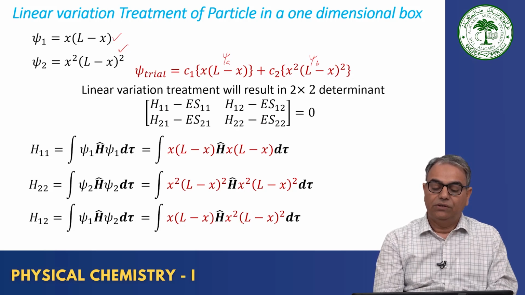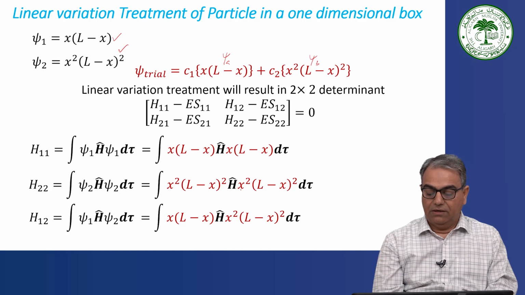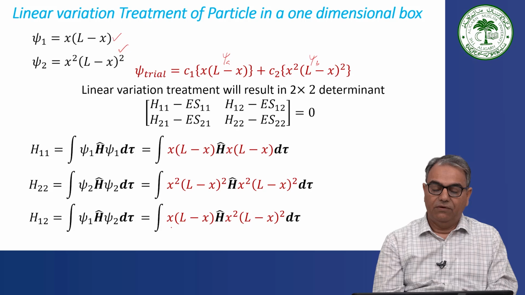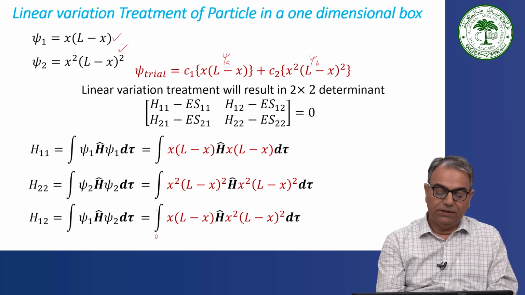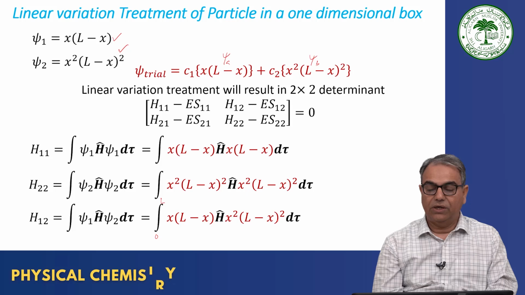And if it is so, then you know what is the value of H11. H11 is psi 1 H psi 1, so it will be x into L minus x, H, x into L minus x, d tau. What is H22? The second function will be x square into L minus x whole square, the Hamiltonian, then x square into L minus x square, d tau. For H12, one function is x into L minus x, and of course the limit you will write, it will be 0 to L. I have not written the limit anywhere, but you can write the integral limit like this, and the other function is x square into L minus x square.